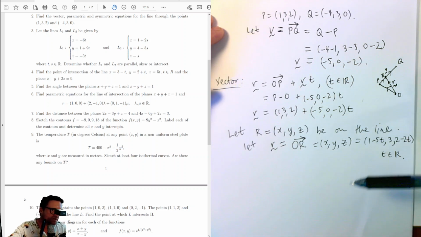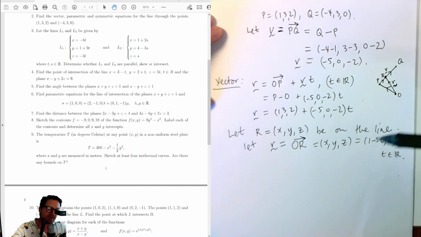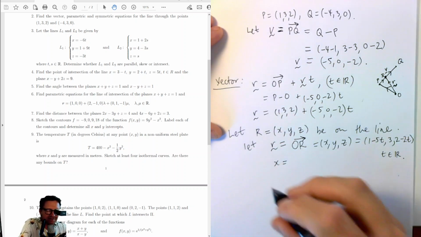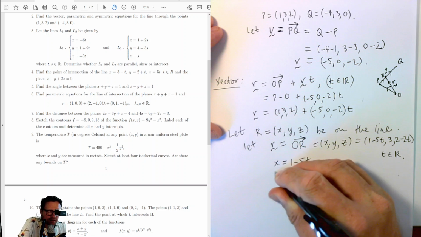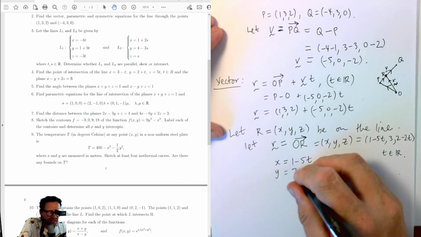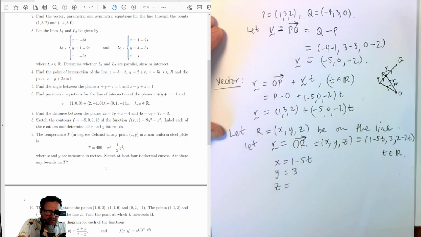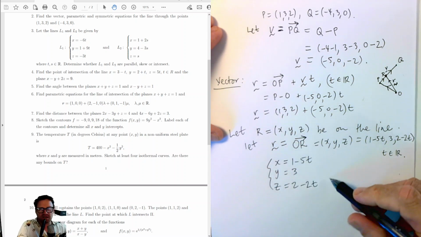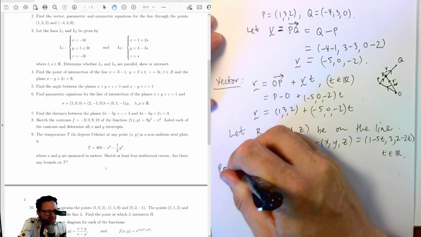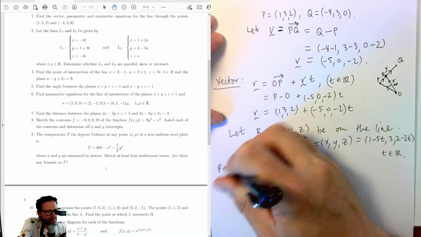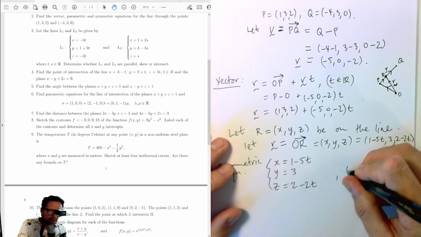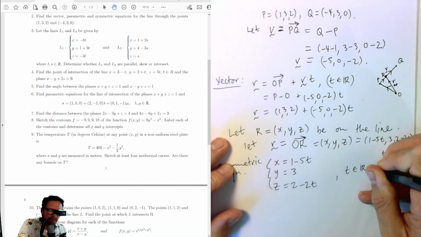But to put this properly as a parametric equation of the line, these are usually known as x equals something, y equals something, z equals something. So let's write it that way. So we have x equals 1 minus 5t, we have y equals 3, and we have z equal to 2 minus 2t. So this system right here is the parametric equation for the line, where t is any real number.